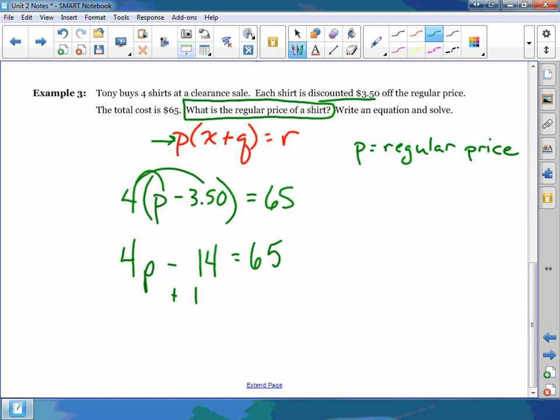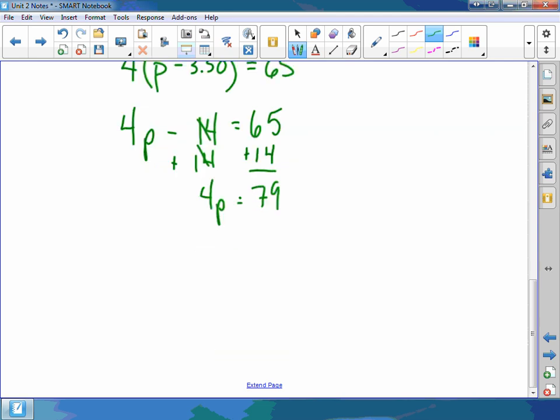So then I'm going to add 14 to both sides. I get 4P equals $79. Well, divide both sides by 4. If this was 80, that would work out nicely, but it doesn't. It's close. So we're going to come up with, what is that, 19 3/4, so 19.75, since it's dollars, $19.75 for each shirt, regular priced, okay?